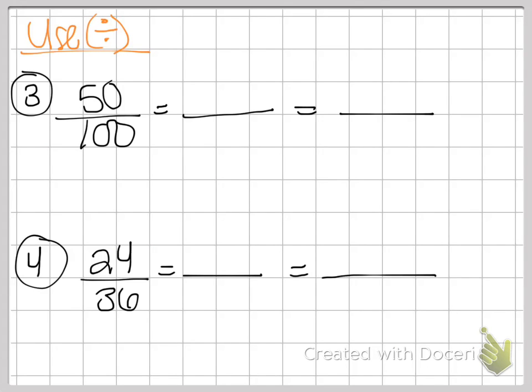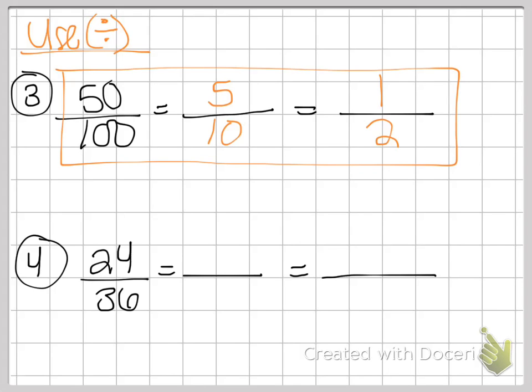So for number 3, I've got 50 over 100. Think about it just like fractions. We can keep simplifying this by dividing the numerator and denominator by the same number. So let's say I divide it by 10. If I divide 50 by 10, I get 5. 100 by 10, I get 10. And for another equivalent ratio, let's divide 50 and 100 by 50. 50 divided by 50 is 1, and 100 divided by 50 is 2. So these are all equivalent ratios.